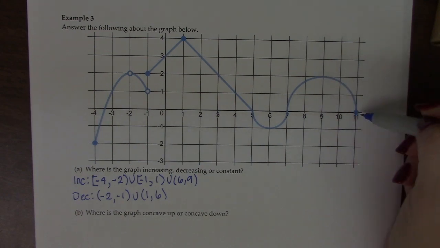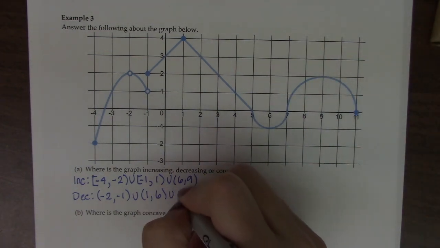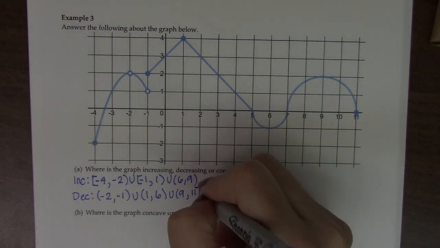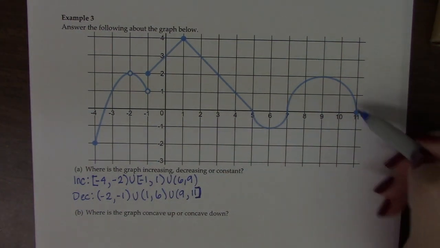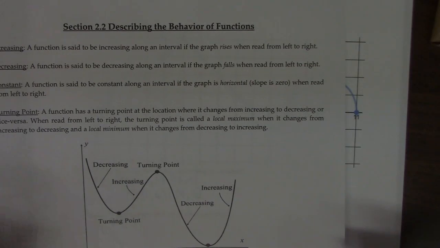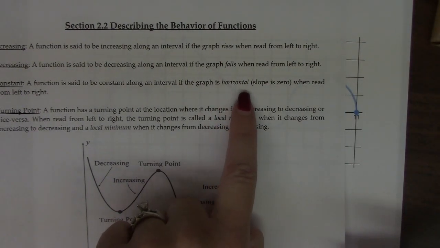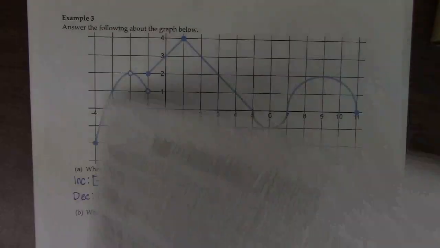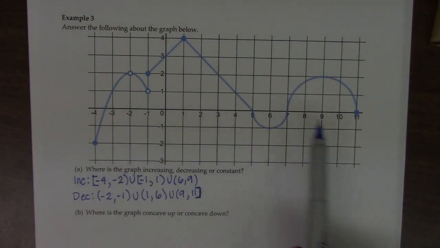Then from 9 to 11, it's decreasing again. So from 9 to 11. And actually we would include 11 because it does exist at that endpoint and it's technically decreasing all the way to there. So we were also asked, is it constant anywhere? And so our definition of constant is if the graph has a horizontal or the slope is 0 when read from left to right. So we didn't really have any horizontal sections of the graph.